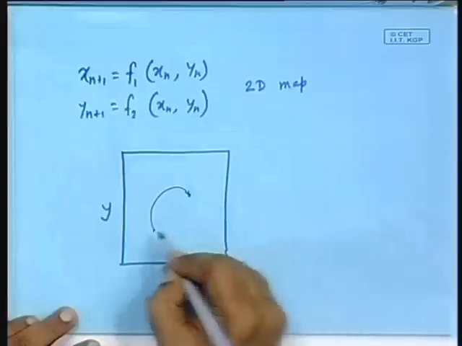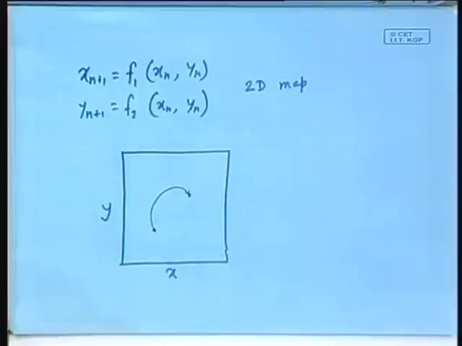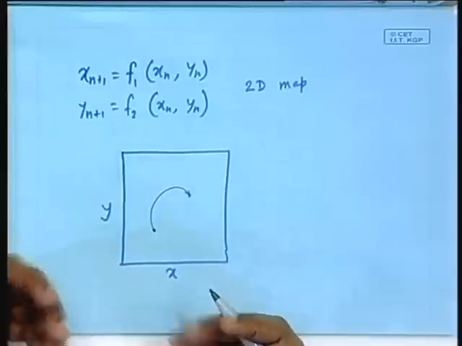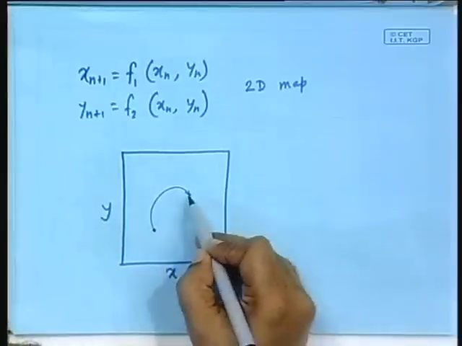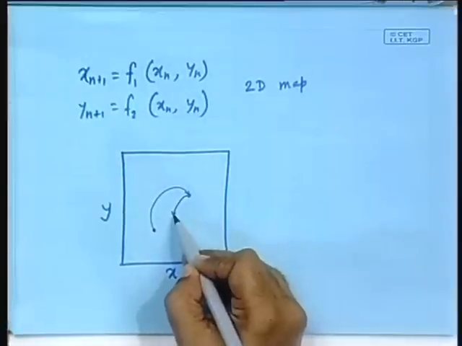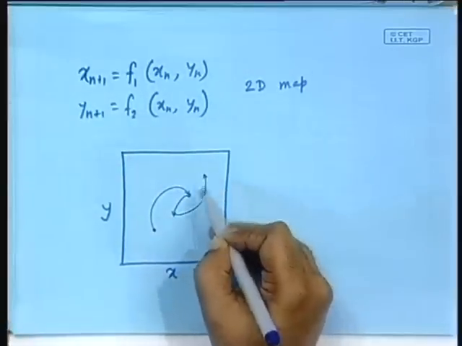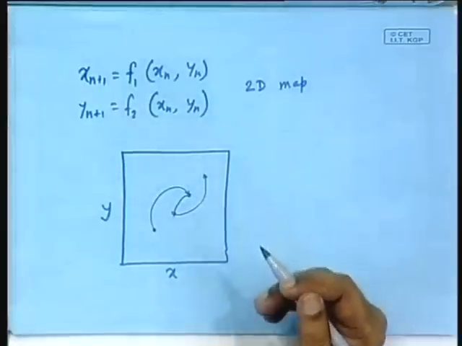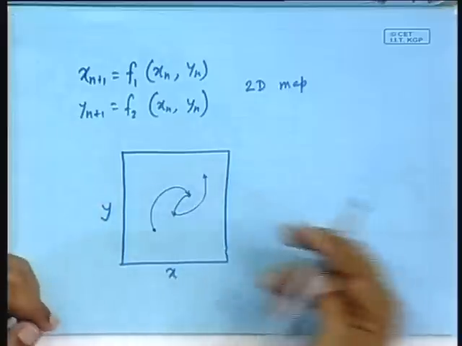Okay. And if you go on applying this map again and again, that means starting from here you get the first one, apply the same map on this one, you get another point, apply the same map on this one, you get another point, and so on and so forth, you get a succession of points. In other words, you are iterating the map.